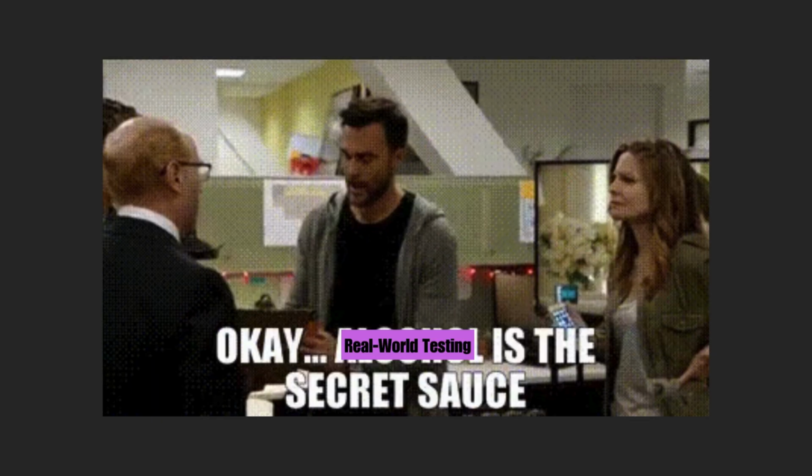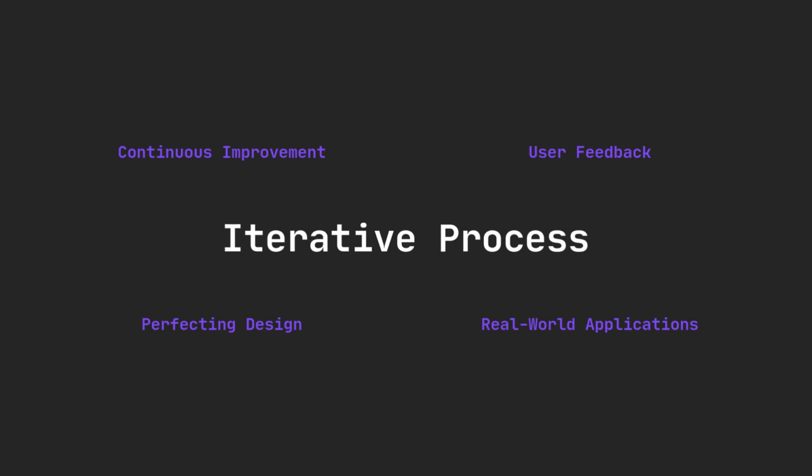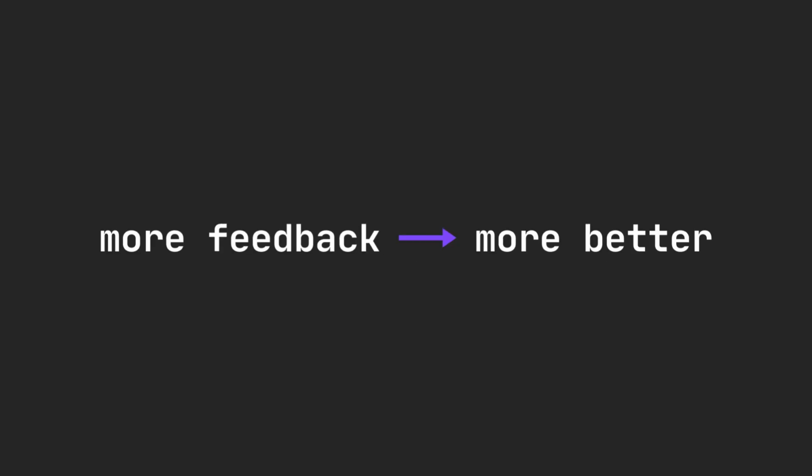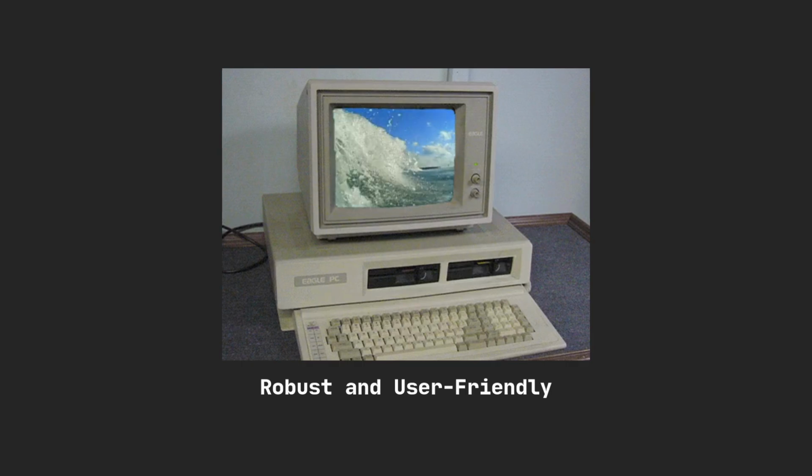But they didn't stop there. Real-world testing was the secret sauce. This iterative process ensured continuous improvement based on user feedback, perfecting the design through real-world application. It's like fine-tuning a recipe. Test, tweak, test again. By constantly refining based on real user experiences, Windows 95 wasn't just theoretically good, it was practically awesome. Each round of feedback led to enhancements, making the final product robust and user-friendly.